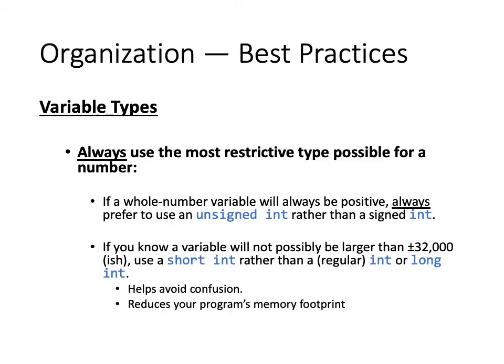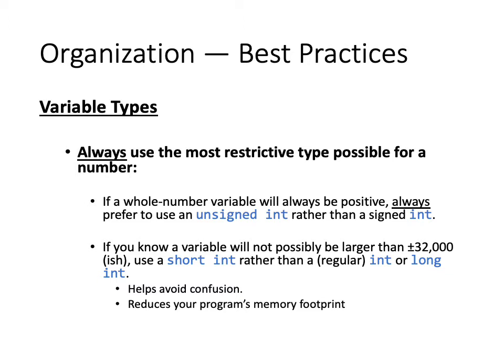Variable types. When you're creating variables, always use the most restrictive type possible for a number. So if you've got a whole number and you know that it will always be positive or zero, always prefer to use an unsigned integer rather than a signed integer. So oftentimes for array indices, we'll use an unsigned variable instead of a signed variable. If you know a variable will not possibly be larger than, say, 32,000-ish, you could use a short int rather than a regularly sized int or a long int.